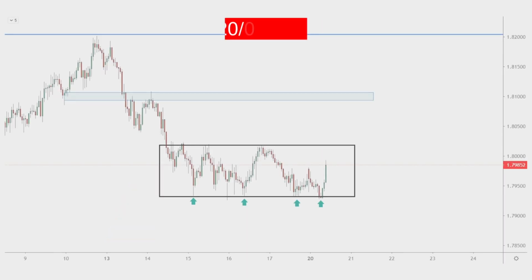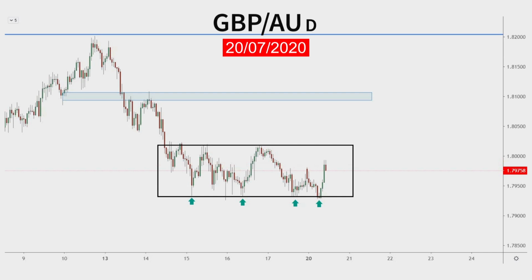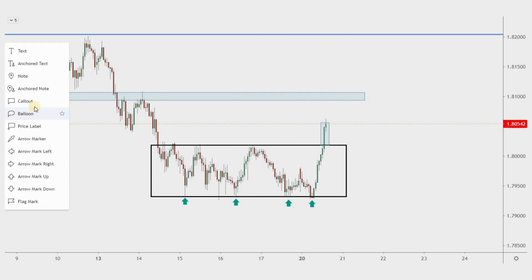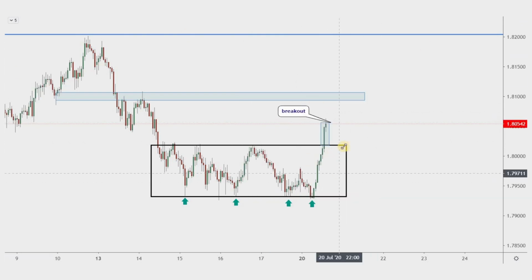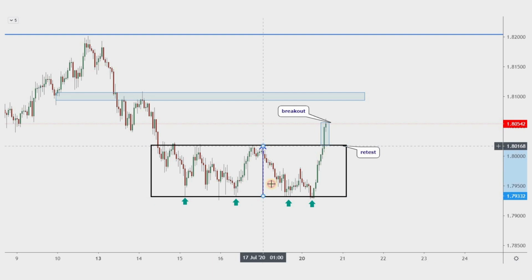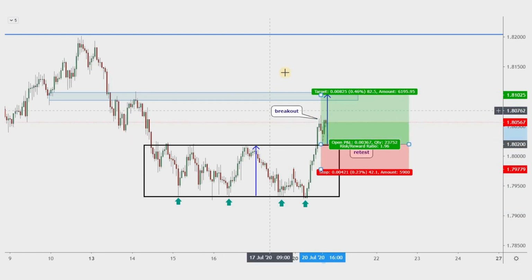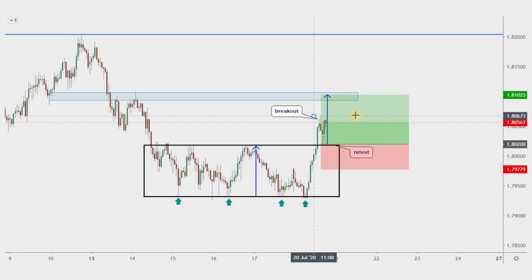The first setup of the previous week was British pound Australian dollar. Prices consolidating inside a rectangle pattern, we are waiting for a breakout to confirm a trade. We have a strong breakout which is good confirmation, but is not at a good level to enter right away. Waiting for a retest to enter a trade. Price retested, and this setup could offer us a 2 risk reward trade.